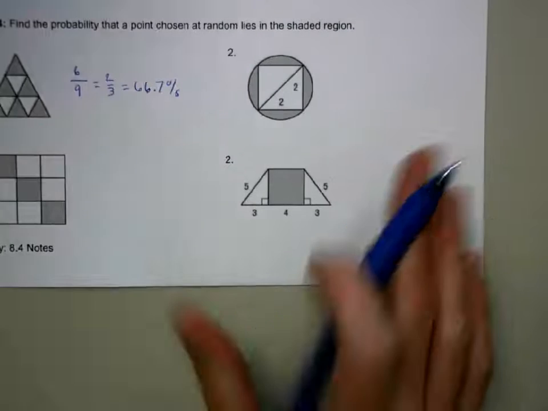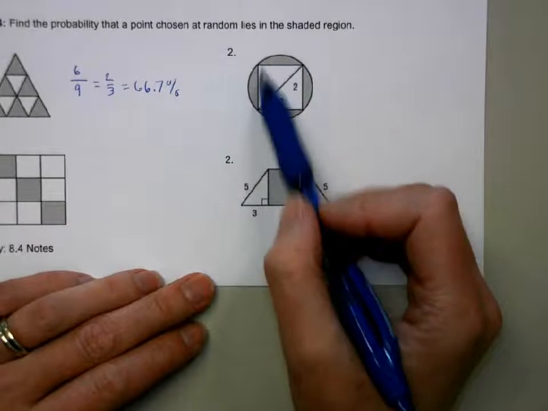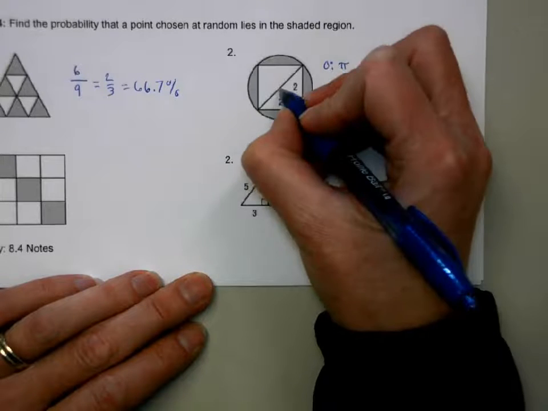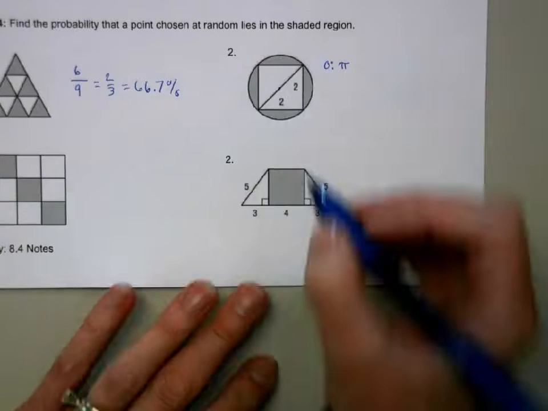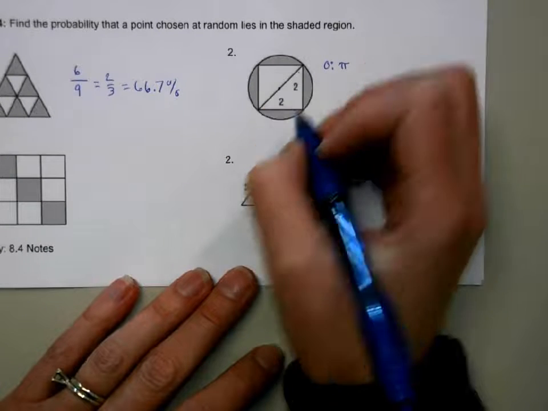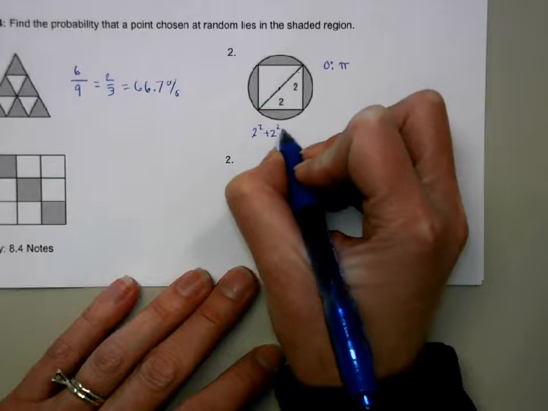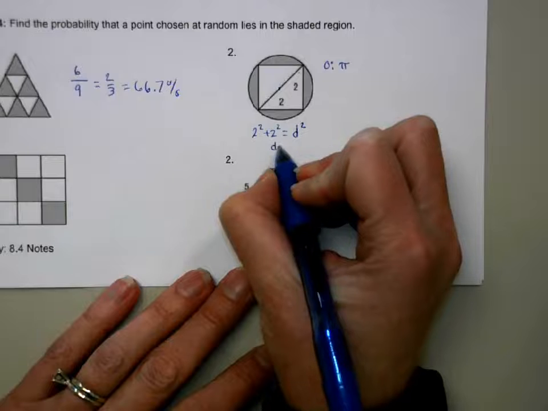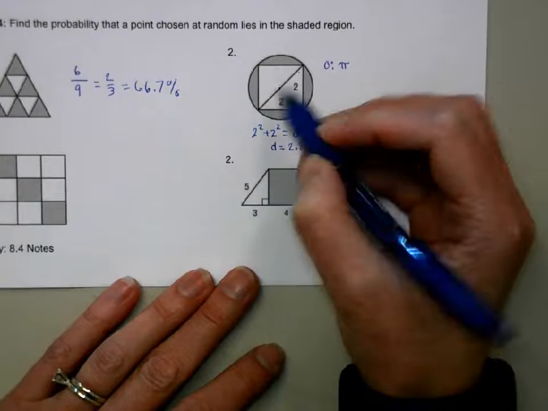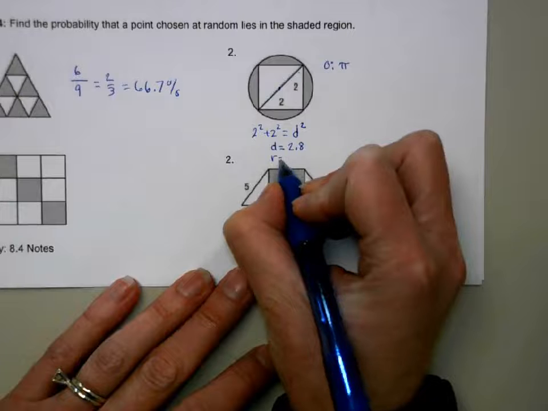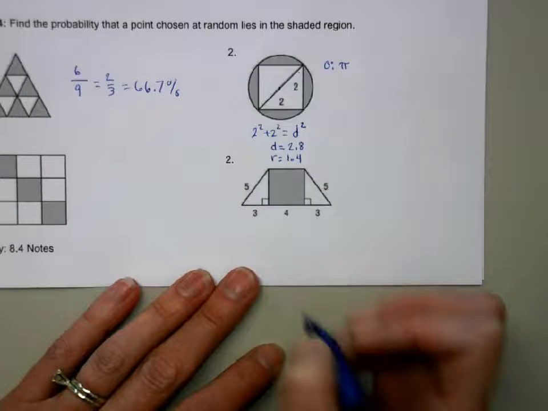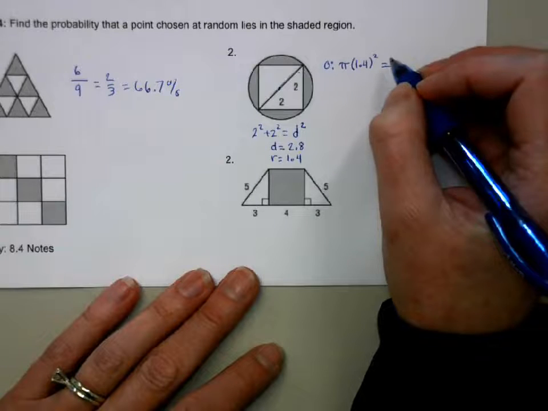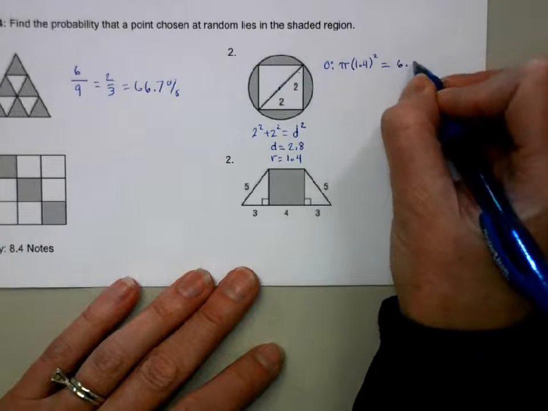Okay, this one, we want to find the area of the shaded region. Well, to do that, I need to find the area of the circle and subtract the square. So the circle is going to be pi r squared. We need to find the radius. So if this is 2, this is 2. I'm going to say 2 squared plus 2 squared equals the diameter squared in the triangle. So my diameter, if you do that math, is 2.8. So if this is 2.8, my radius is going to be half of that, or 1.4. So pi times 1.4 squared gives me about 6.2.